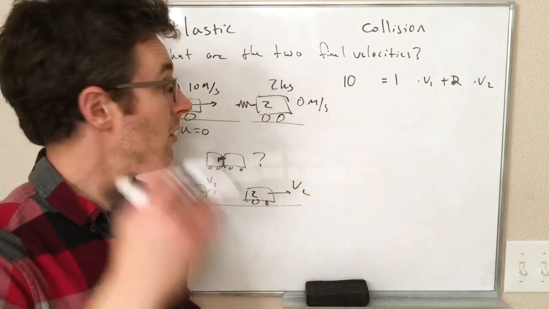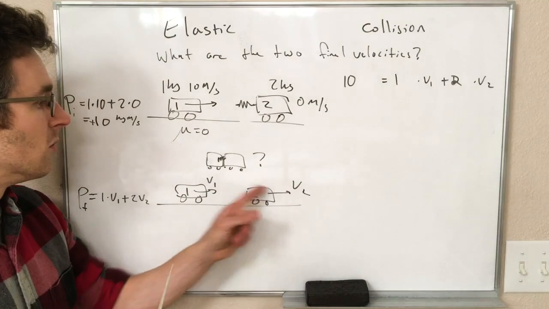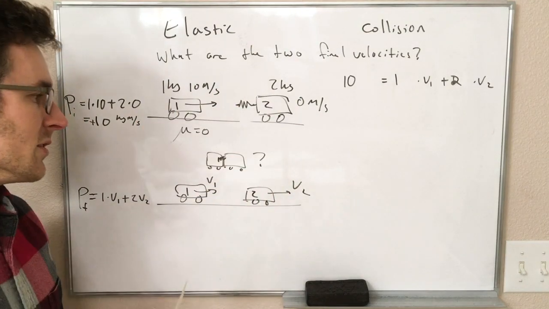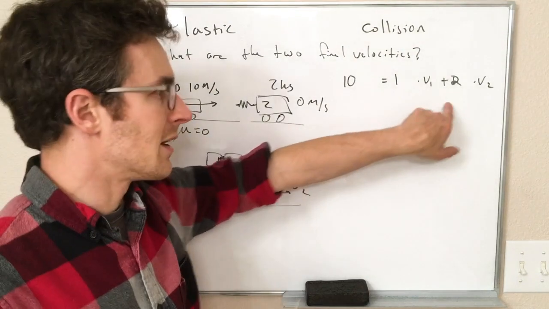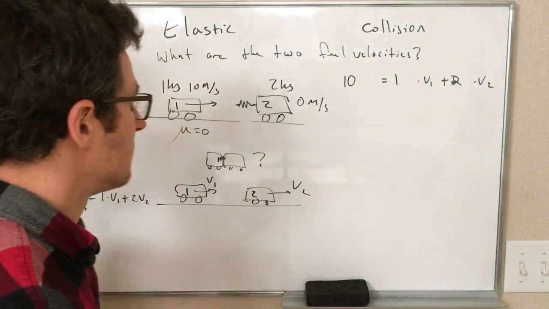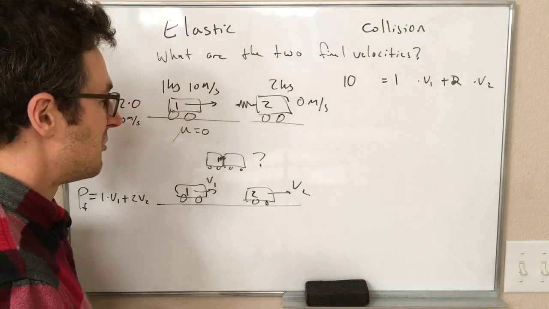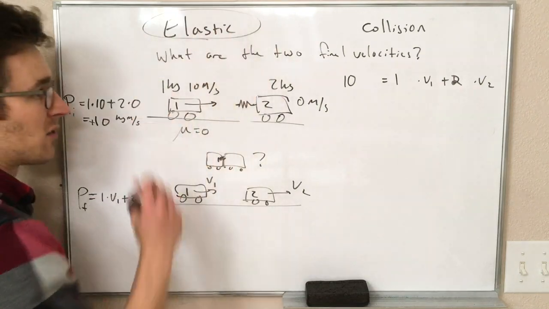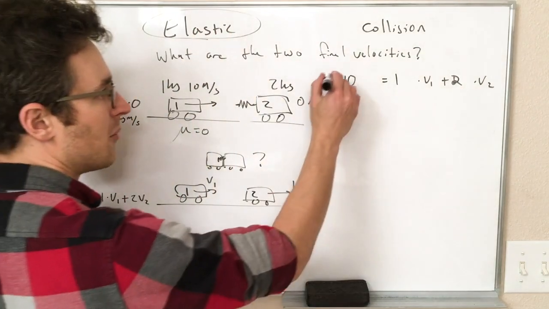If this was another momentum problem, if we knew one of V1 or V2, if we had this picture and it said, oh, V2 is 4 meters per second, then we could just plug that in up here and solve for V1, right? But we can't do that because we're not given those. So we need some other piece of information, and that is the fact that this is elastic.